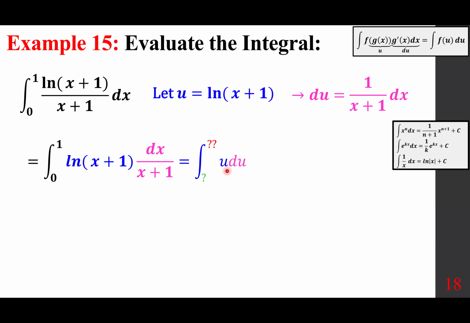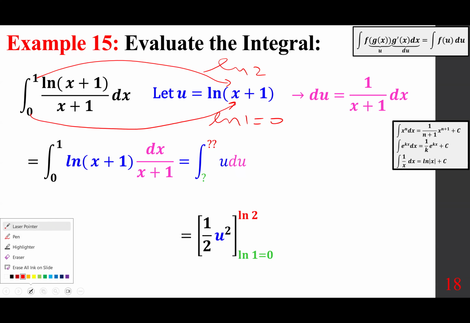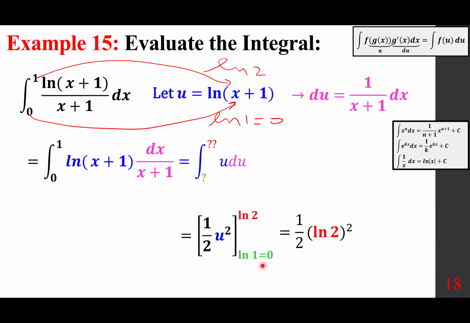I need to figure out the new limits. To figure out the new limits, I put the 0 here. I get ln 1, which is 0. I put the 1 here. I get ln 2. And that's what we get. Now, when you put ln 2, you get 1/2 ln 2 quantity squared. ln 1 is 0, so it doesn't do anything, everybody. So 1/2 ln 2 quantity squared is the final answer, everybody.